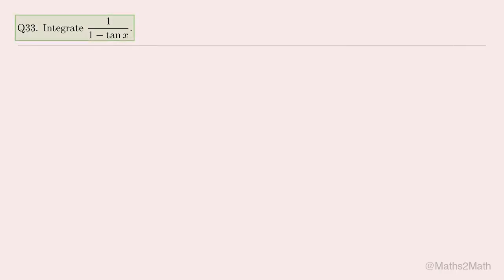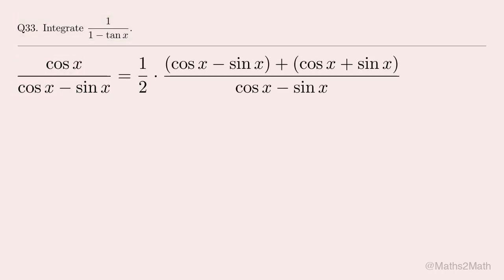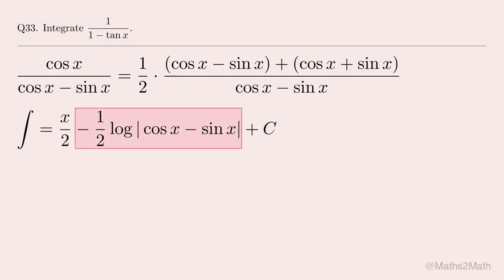Question 33. The tangent twin of the previous question. Cosine over cosine minus sine, split the same way. Write the numerator as half the denominator plus half its derivative. X over 2 plus. The second numerator is minus the derivative of the denominator, giving minus the log.